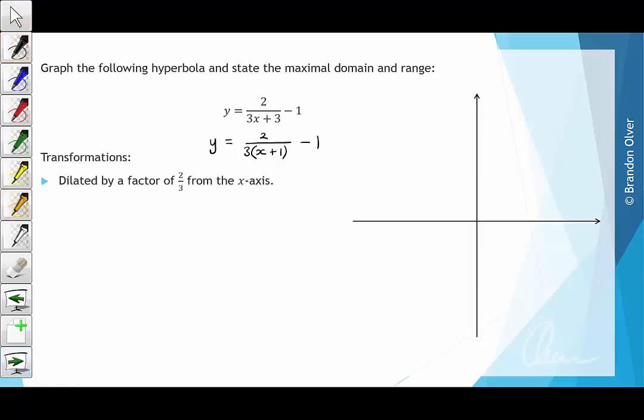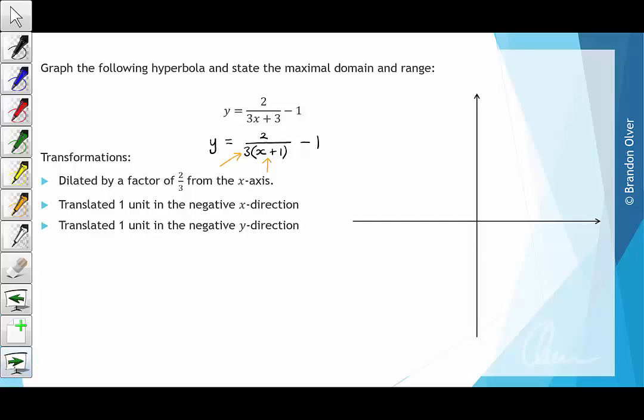So the transformations are now easier to see. We can see that it's been dilated by a factor of 2 on 3 from the x-axis, which comes from the 2 on 3 out the front of the hyperbola. It's been translated 1 unit in the negative x direction, which comes from the x plus 1. If you take the 0 of that bracket, you get x equals negative 1. And finally, it's been translated 1 unit in the negative y direction, which comes from the negative 1 out there.